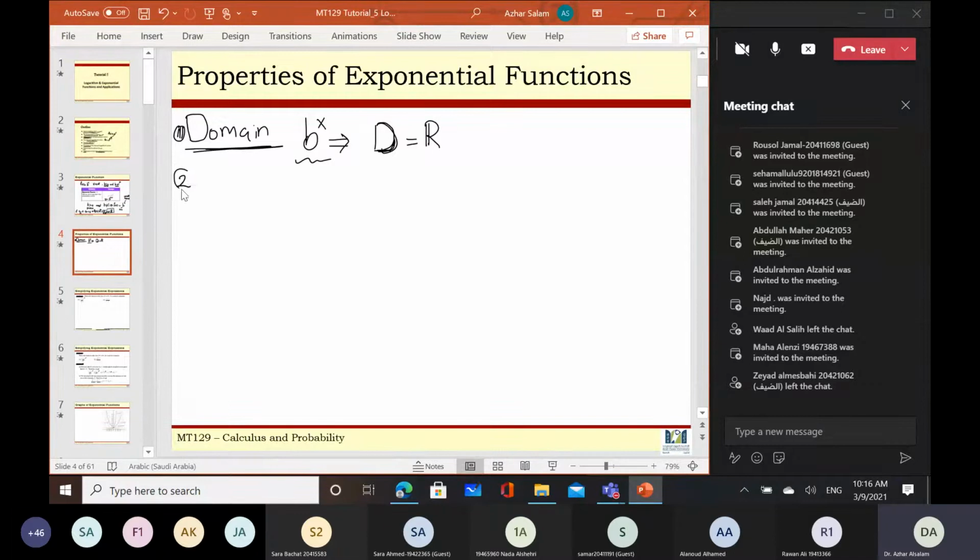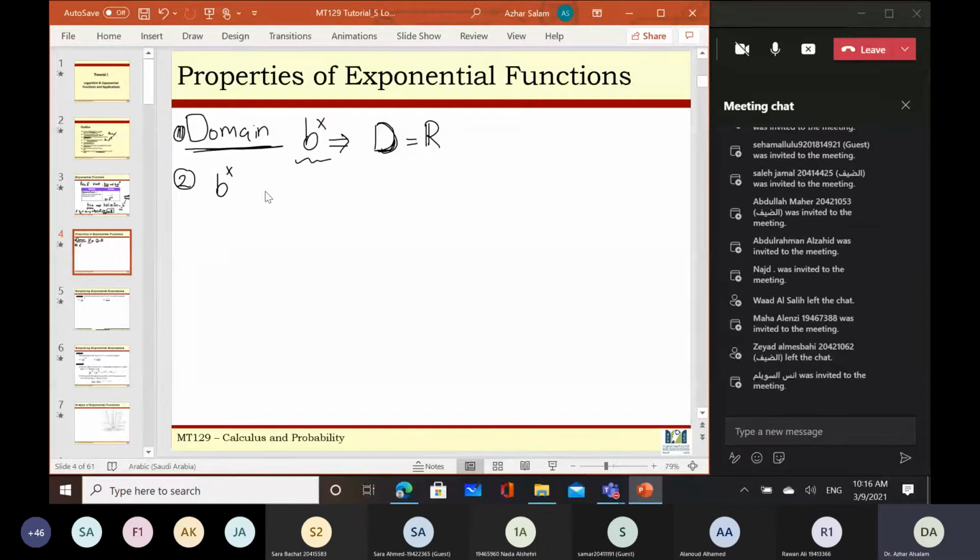Also, another property. If I have two exponential functions, b to the power x and b to the power y, and they are equal, with the same base but different exponents, this is true if and only if the exponents are equal. This means if the bases are equal, the exponents are equal. This is so important, very important. This is not mentioned in your slide. Try to write it.